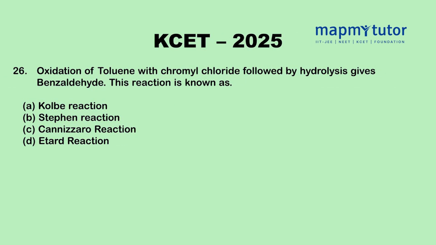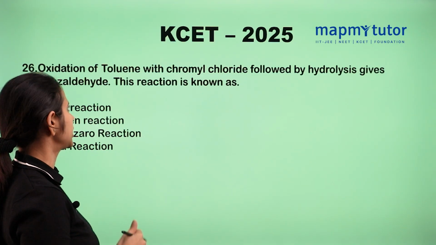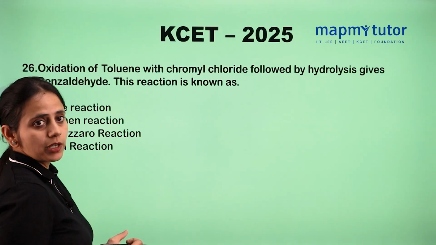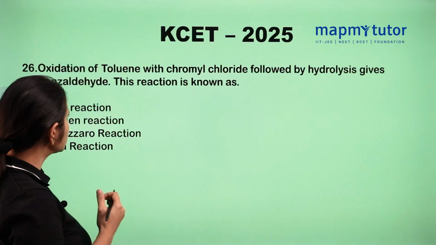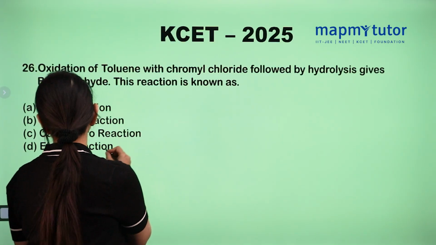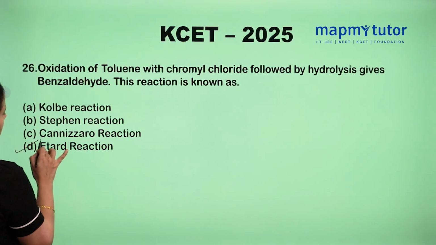Next is oxidation of toluene with chromyl chloride followed by hydrolysis gives benzaldehyde. This is a very famous reaction of the chapter aldehyde, ketone and carboxylic acid. It mostly comes in all the exams, so you must know this reaction. This reaction is known as Etard reaction.